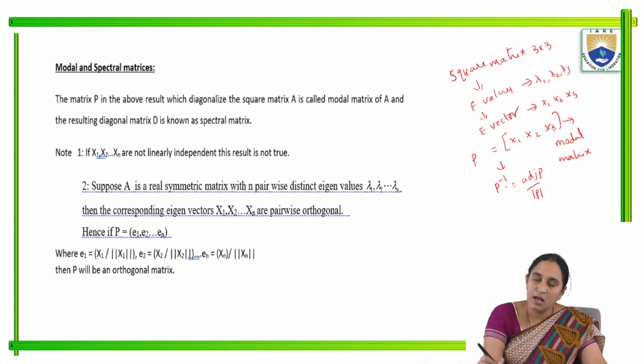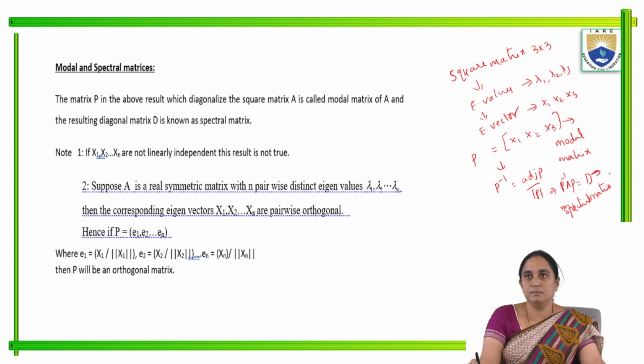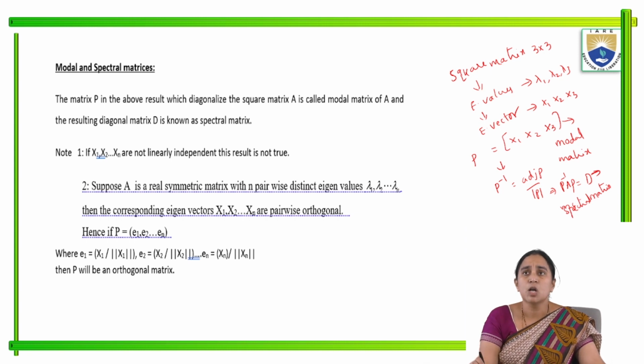And after getting that P inverse, multiply P inverse A into P, and we get the diagonalization of a matrix. This D is called the spectral matrix. This is the concept of the diagonalization of a matrix.